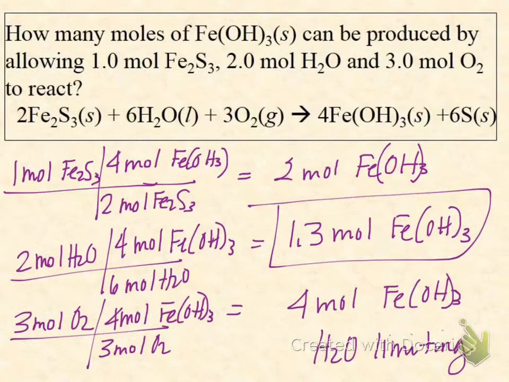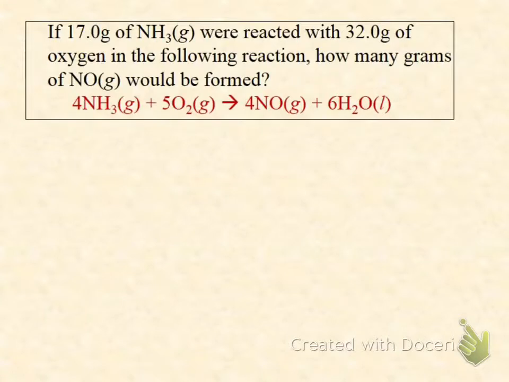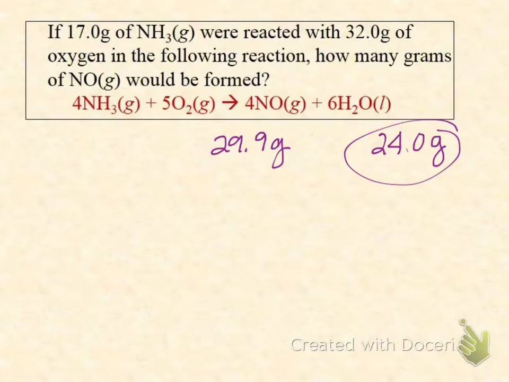Okay. So on this one, when you work this out, your final answer is going to be 24 grams, but I won't tell you which one's limiting. I'll let you figure that one out. But if you get 24 grams, then you did it correctly. Actually, I'll give you both of them. One's going to give you 29.9, one's going to give you 24. So the one that gives you this is going to be your limiting. Because you know that's a good practice one for you.